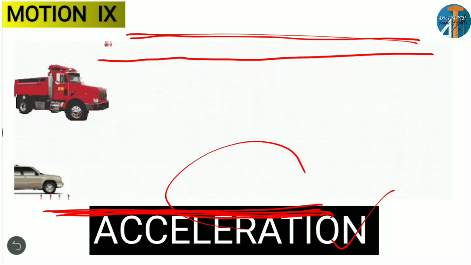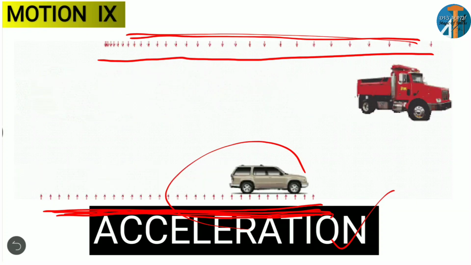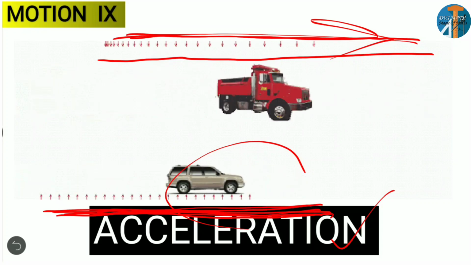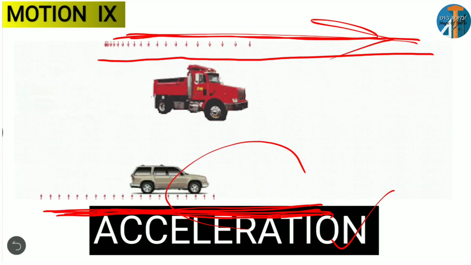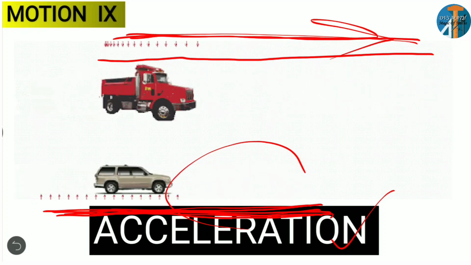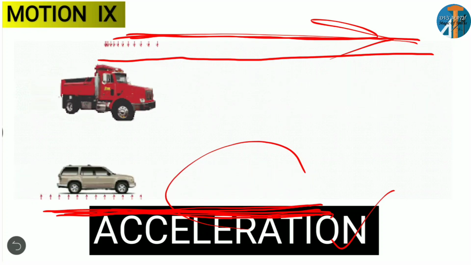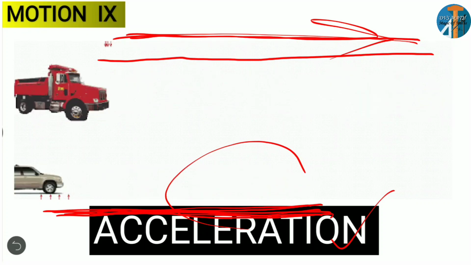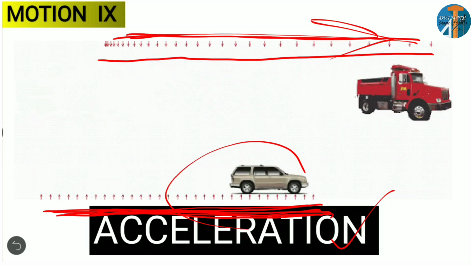Again observe here, the lorry is moving and gradually the speed of the lorry is increasing, but the speed of the car is equal here. Observe the arrow marks are at equal distance here. But if you observe the arrow marks here, there is more space between the arrow marks. So by this we can conclude that there is a change in velocity. If there is any change in velocity, we are going to call it acceleration. Clear? Now let's see the definition.